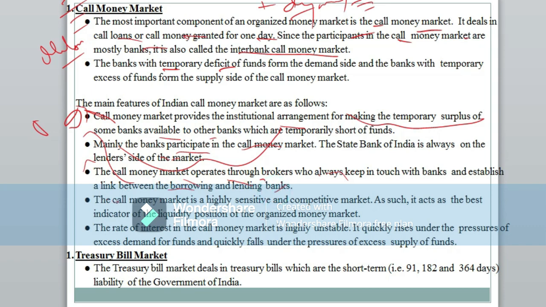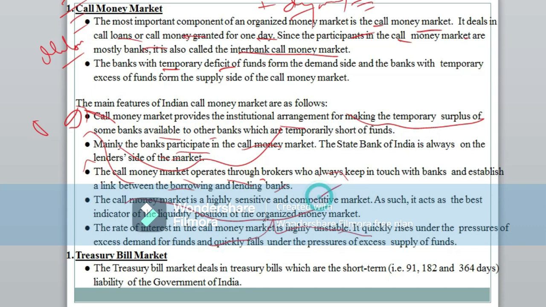Call money market is a highly sensitive and competitive market. As such, it acts as the best indicator of the liquidity position of the money market. The rate of interest in the call money market is highly unstable. It quickly rises under the pressure of excess demand for funds and quickly falls under the pressure of excess supply of funds. Then comes the treasury bill market.